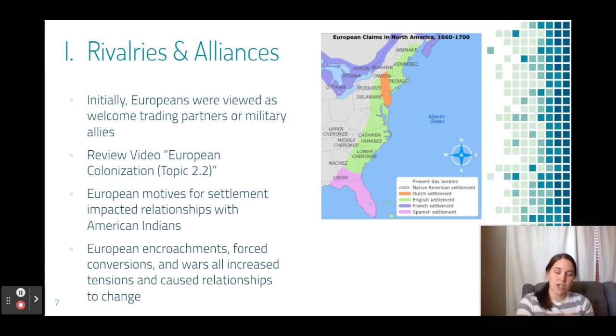Whereas the Spanish were much more likely to enslave and force religious conversions, and so their relationship was much more tenuous. So anyways, those motives really impacted the different relationships. Additionally, as more and more migrations came, more land was taken, religion was forced upon American Indians even more, and then global conflicts ended up increasing those tensions and causing those relationships to change.